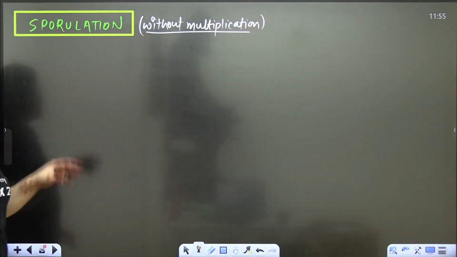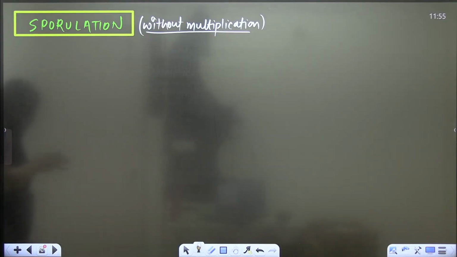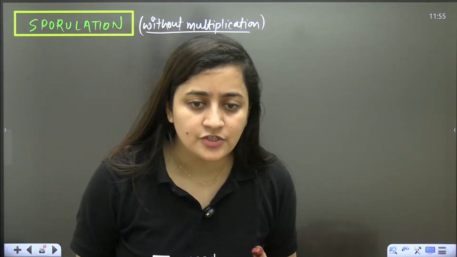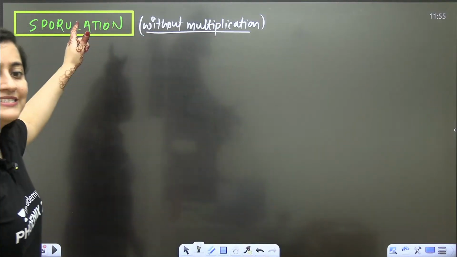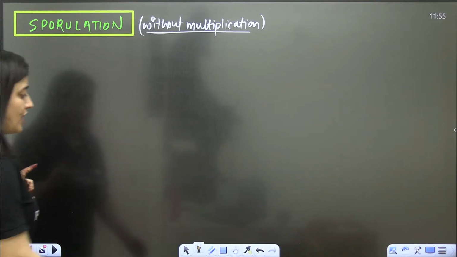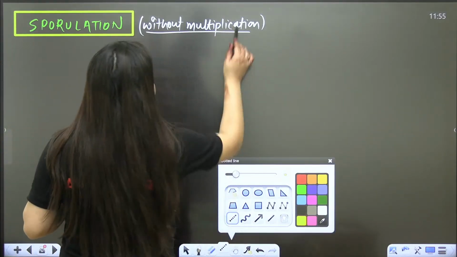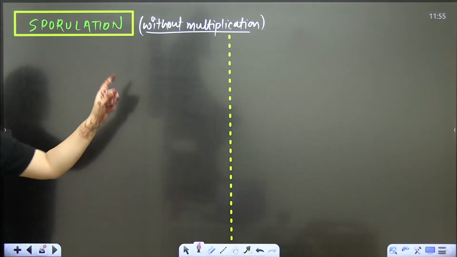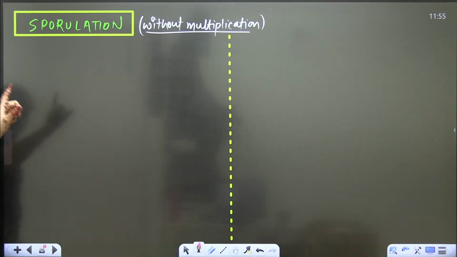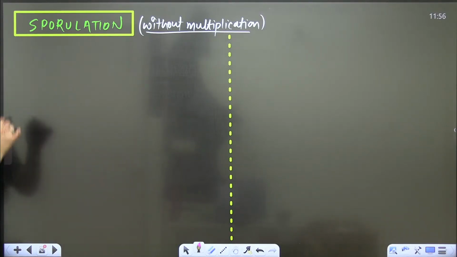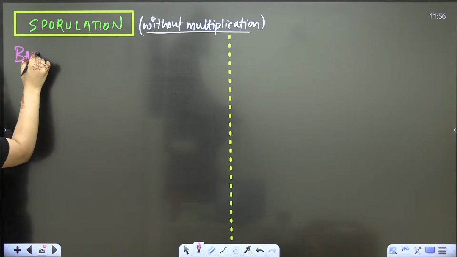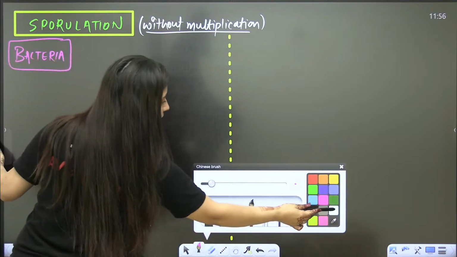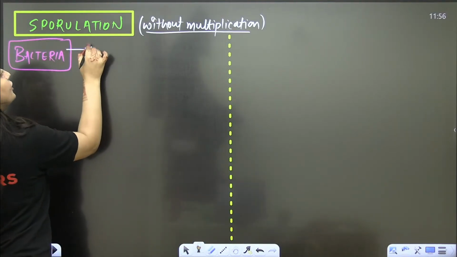So let's discuss that. What do you understand by the word sporulation? Sporulation means spore production. What is the meaning of sporulation here? Spore production, it is the spore production. So these bacteria, they produce some spores.